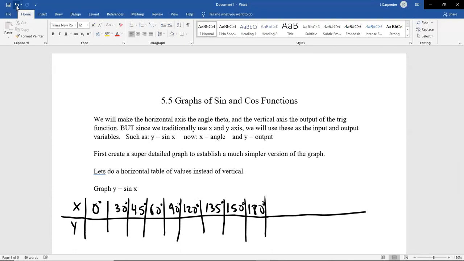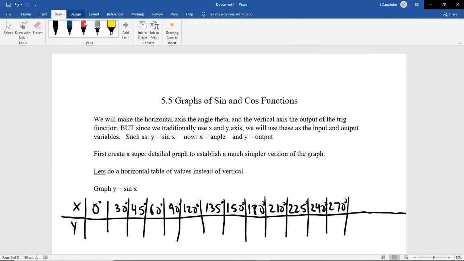Sorry about the unevenness of the bottom lines. Don't worry about that, please. I'm going to have to squeeze these in a little more, maybe. Let's see. After that is 210. Then 225, right? Yes. Then 240 degrees. Then 270 degrees.